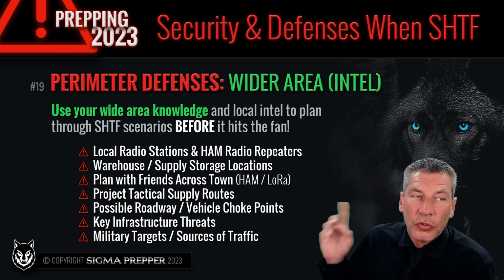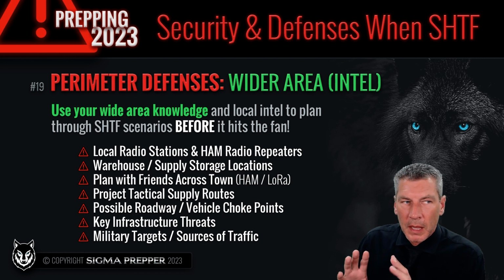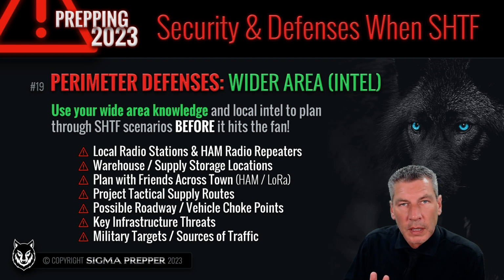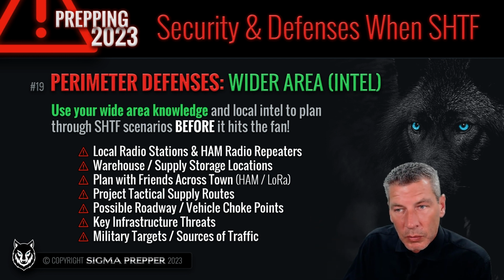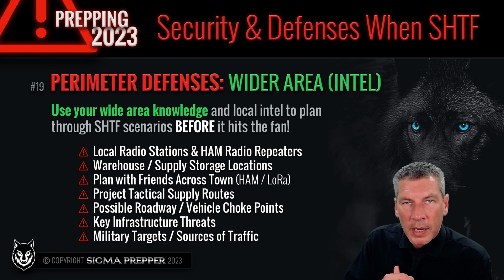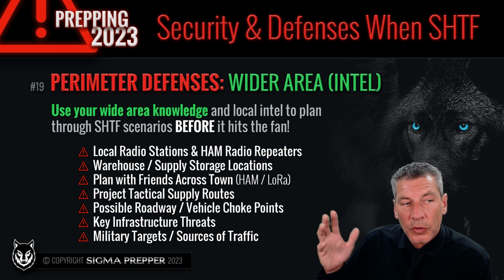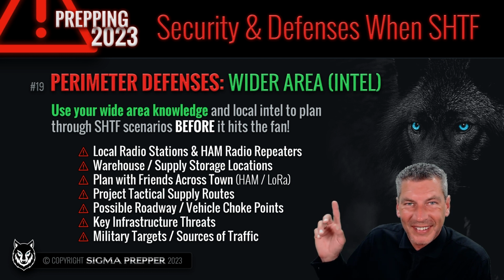Now, the problem we're going to have, if we come back to here and get into the list I prepared for you: use your wide area knowledge and local intel to plan through the SHTF scenarios. This is what I'm talking about with the local radio stations that are local to this town, in terms of anything they're going to be announcing with notifications. As I said, you may find you've got a ham radio repeater near you, which could allow you to get extended distance. You'll have to look that up and get the channel frequency number and so on. You've got supply storage locations, which could be places that are a threat to you, or places that you can go and get supplies from near you, in an SHTF scenario when everyone's gone home and they're not there.